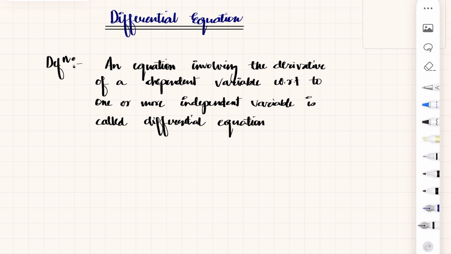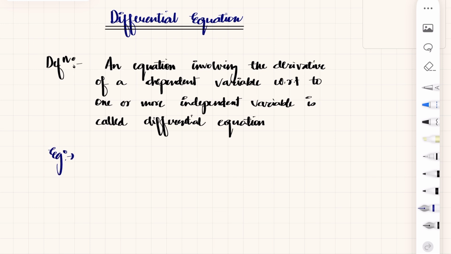So let's see the definition. It is an equation involving the derivative of a dependent variable. Here I'm using only one dependent variable, right? With respect to one or more independent variables, it is called a differential equation. I'll give an example of this first.